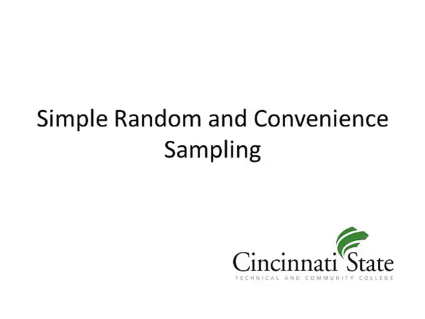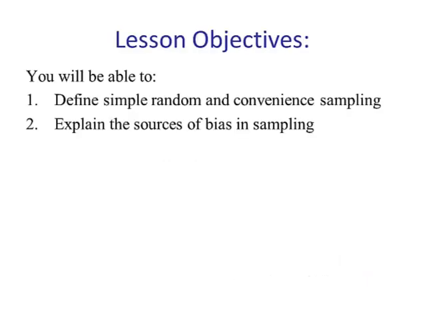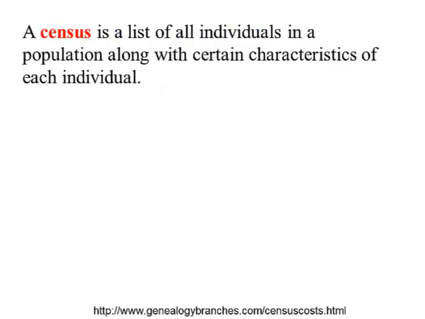Simple random and convenience sampling. Two lesson objectives: define simple random and convenience sampling, and explain the sources of bias in sampling. A census is a list of all individuals in a population along with certain characteristics of each individual.